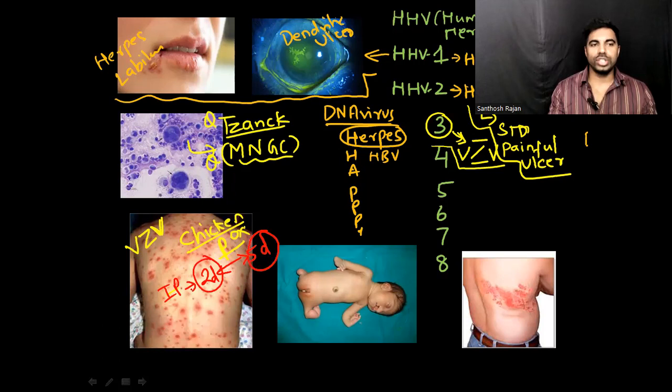In measles, you'll have 4 days and 5 days. In chickenpox, you'll have 2 days and 5 days. Remember 2 and 5. And that's one thing.